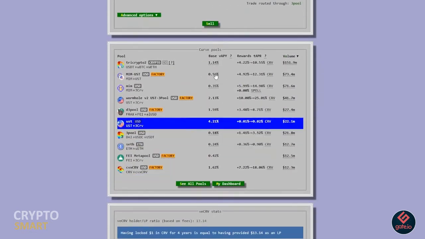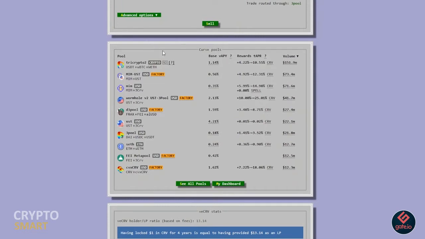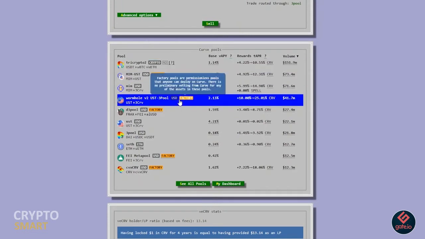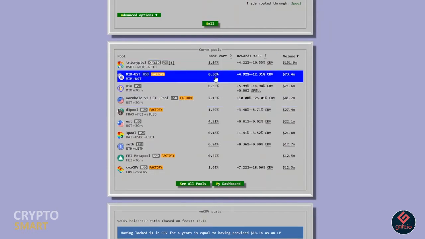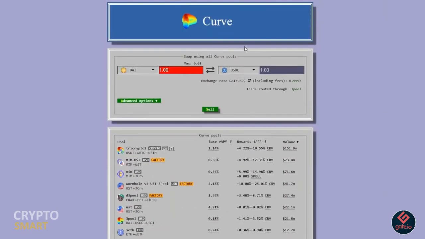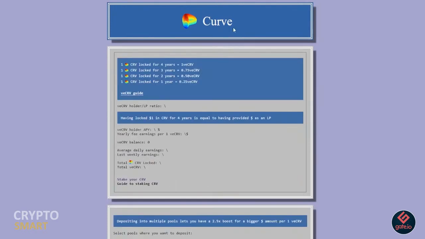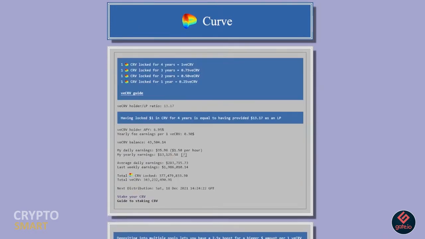Stable coins rely on Curve to keep their tokens pegged to the US dollar. If a fund wanted to trade 10 million USDT for USDC, then they will likely use Curve because it provides instant liquidity and very low slippage.